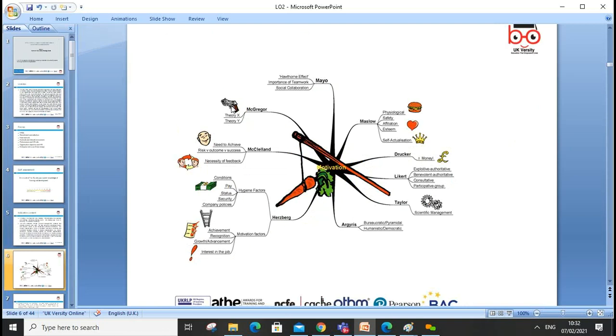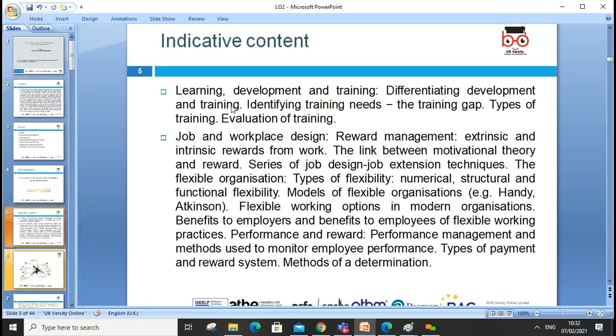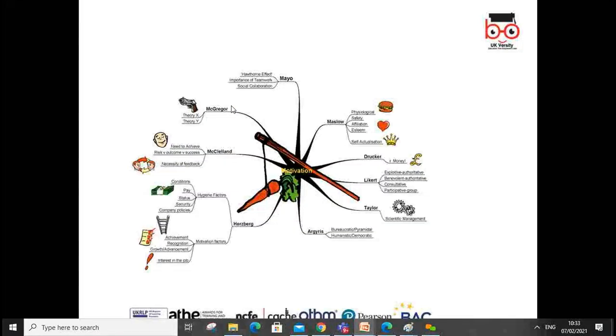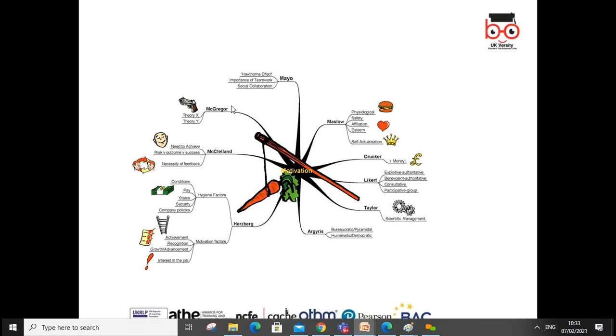Okay, so first of all, motivation and reward. We have a lot of different theories about motivation, all summarized in this mind map. The first theory was by Abraham Maslow. He gave the theory that we need to identify the needs of the people and fulfill these needs accordingly.